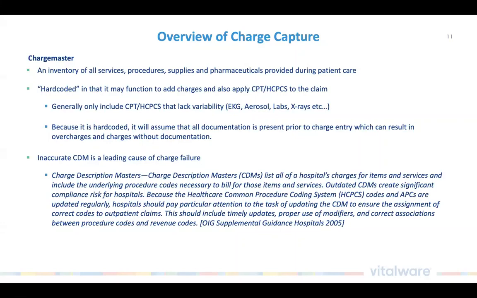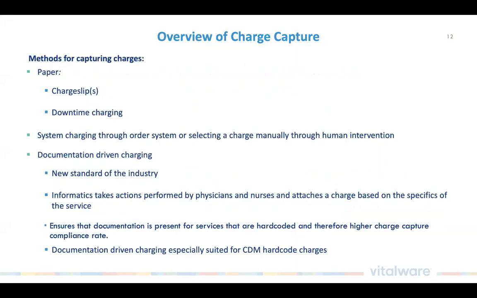Because it's hard-coded, there is an assumption that all the documentation is present. So if you get a verbal order for a chest x-ray and you forget to write the verbal order, and the chest x-ray is performed because you called over to radiology and they came and did it, that is an area where documentation isn't present. So we want to look at that.